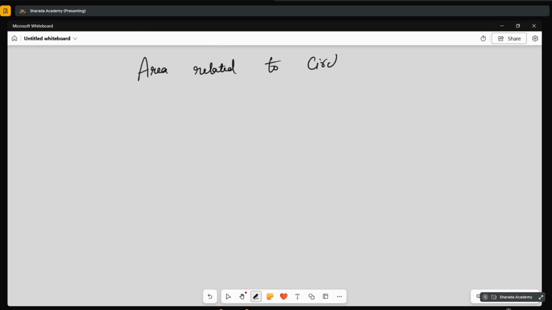Area related to circles. Mohita, be quiet. Area related to circles. Listen now. Listen here. Now, in the circle, we know radius, diameter, and then the sector. First, we'll study about the sector. Write down this sector.